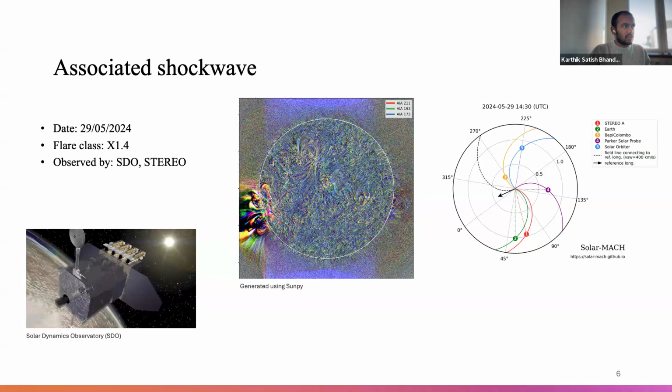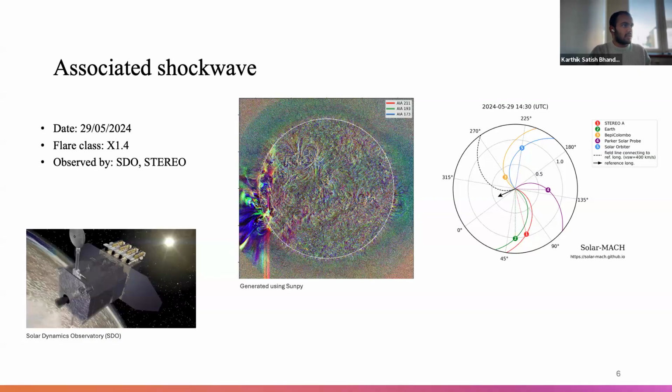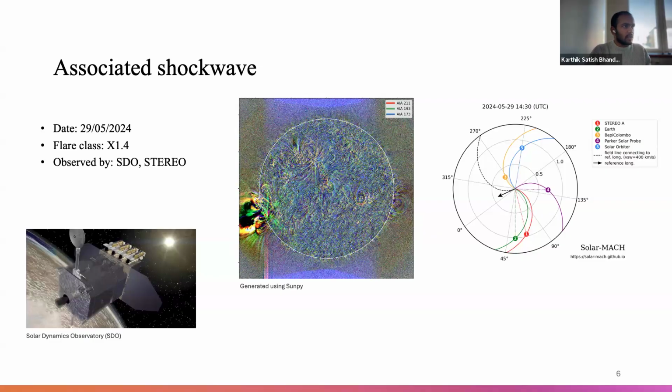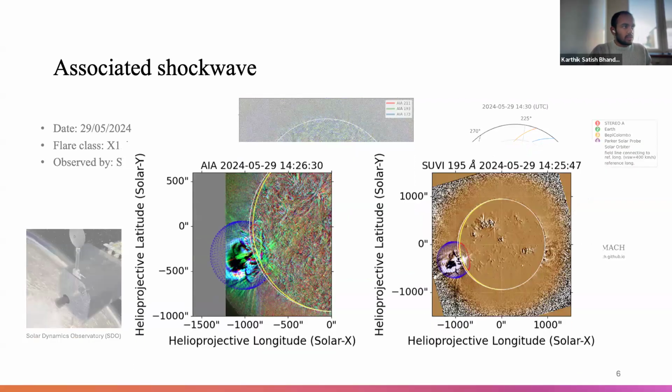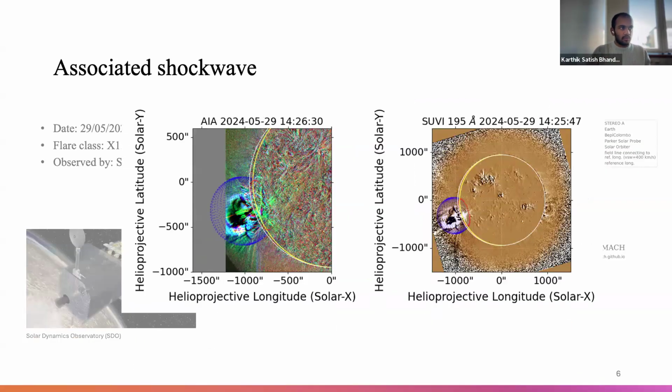So this CME was associated with a shock wave. What we do is we fit this shock wave with a simple spherical model and propagate it across time. What this gives us is the shock speed at different directions.